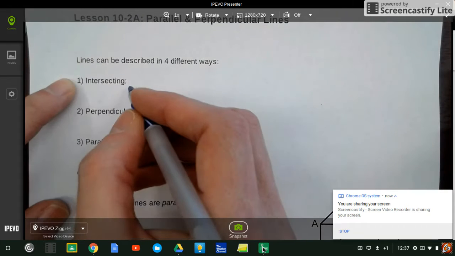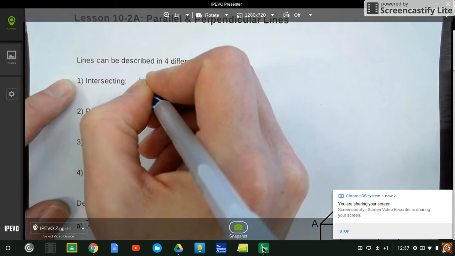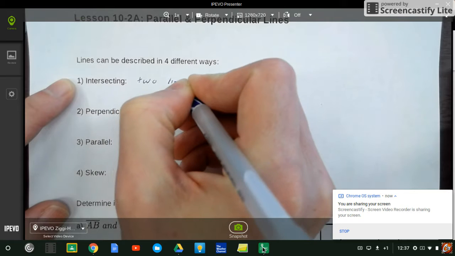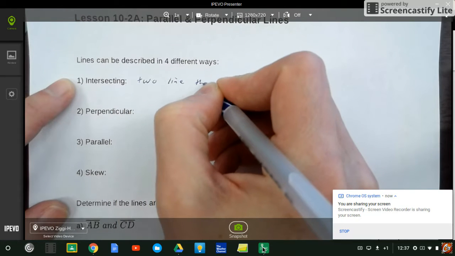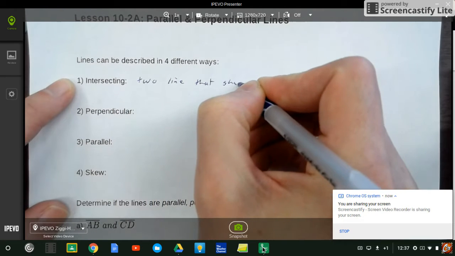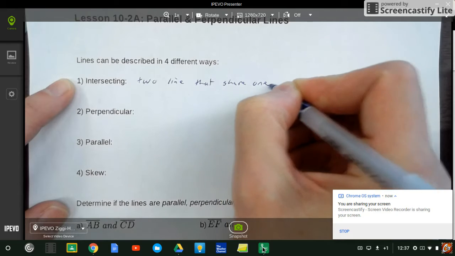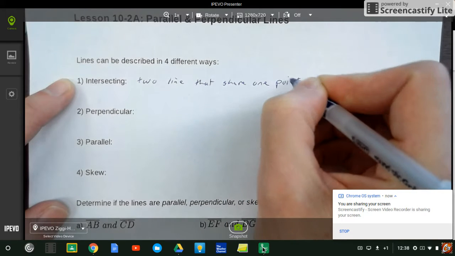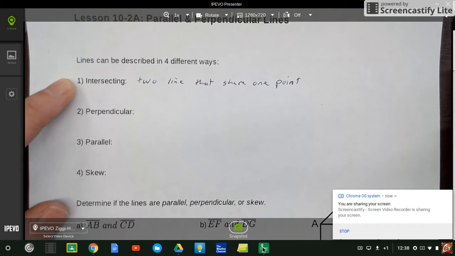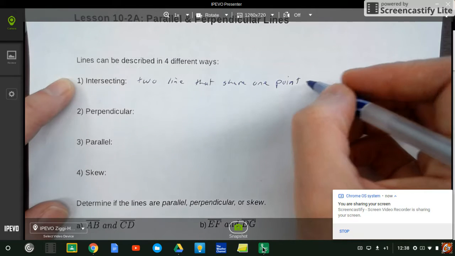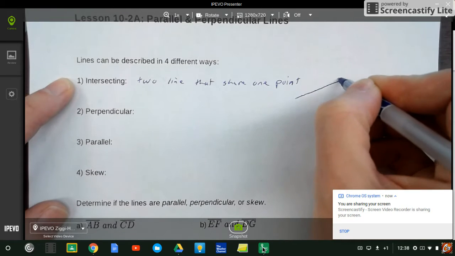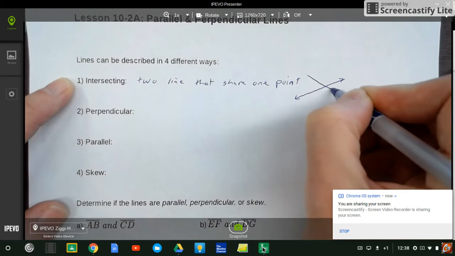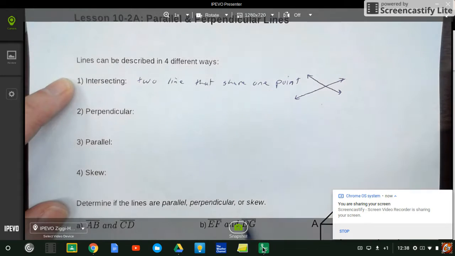We know intersecting means two lines that share one point. Okay, that's what we mean by intersecting. They actually have a point in common. So a line with another line are intersecting lines.